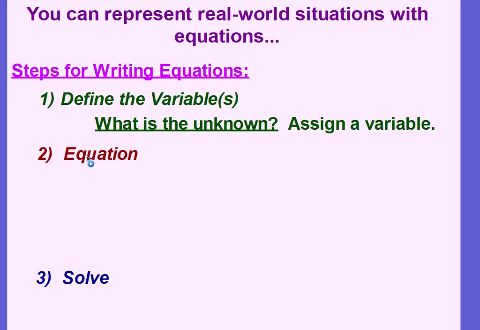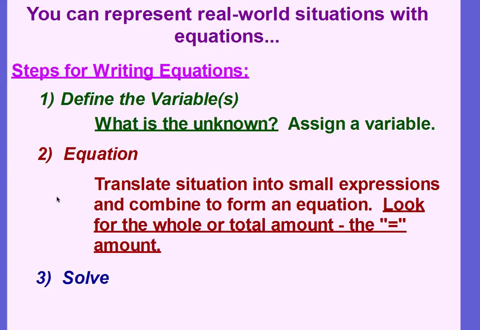The second step is to write your equation. You're going to translate the situation into small expressions and combine them to form an equation. The most important thing to do first is to look for the whole or the total amount. It's what I like to call the equals amount. And then the third step is you get to solve your equation.